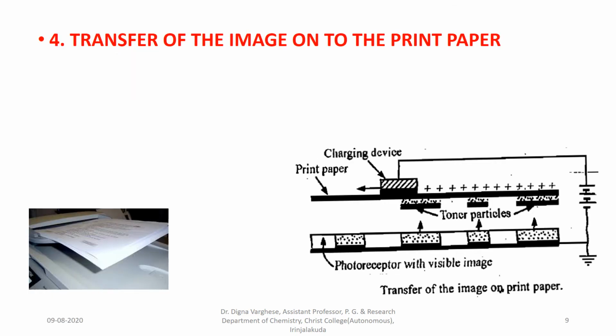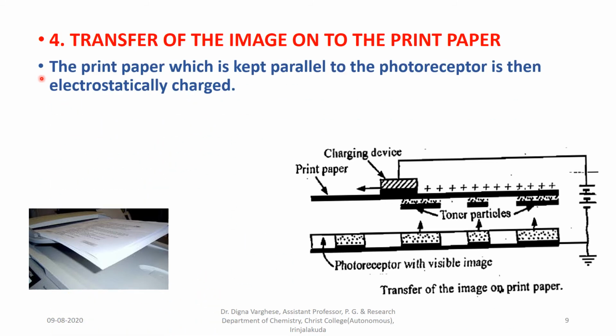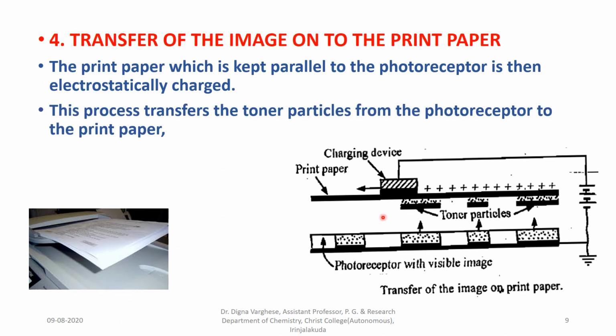The next step in Xeroxing is transfer of the image onto the print paper. The print paper, which is kept parallel to the photoreceptor, is then electrostatically charged. This process transfers the toner particles from the photoreceptor to the print paper. That means the photoreceptor with the visible image and the toner particles is here, and the print paper is placed over here.